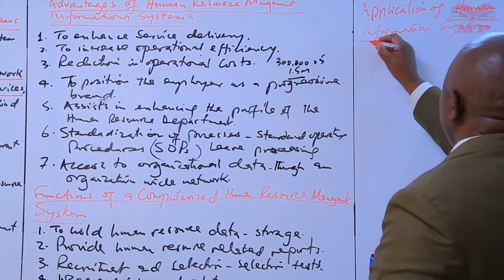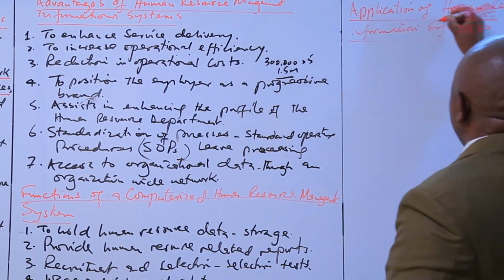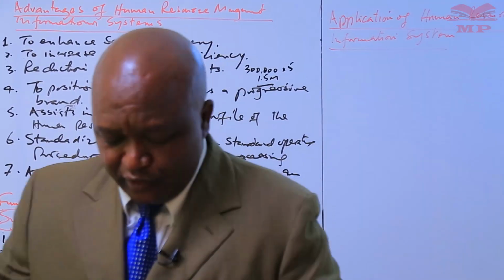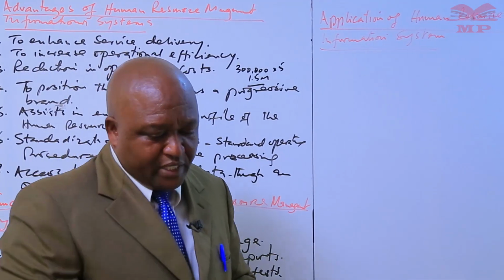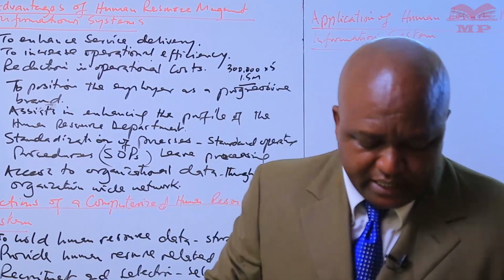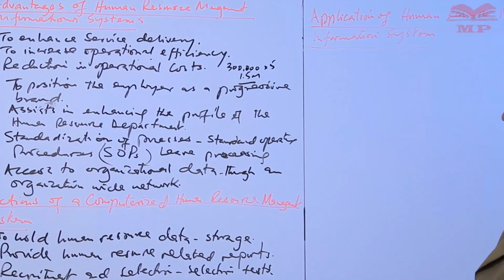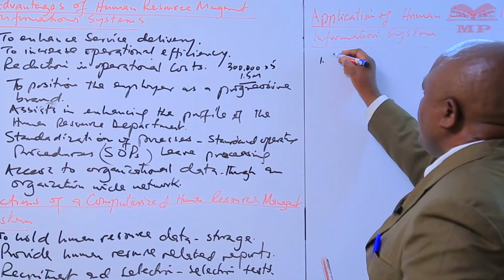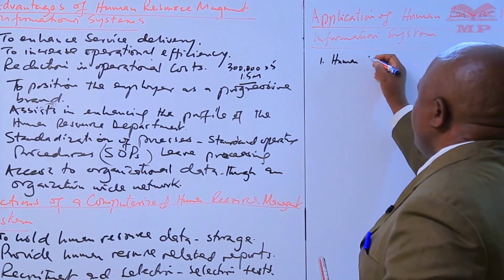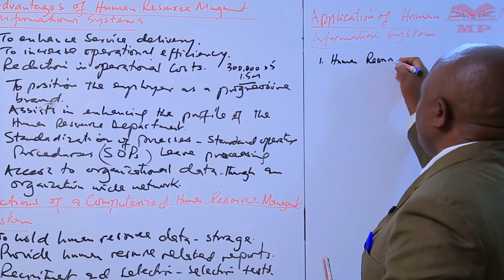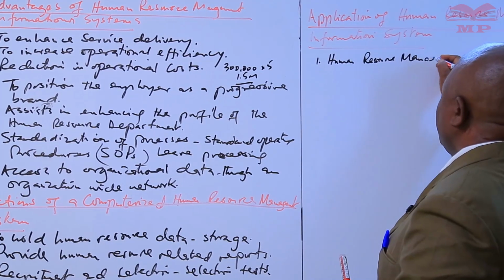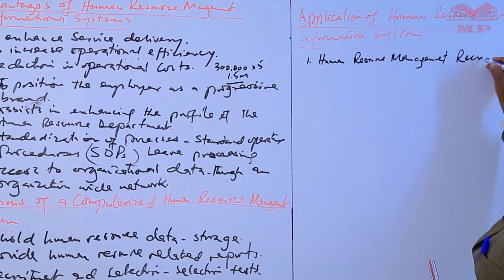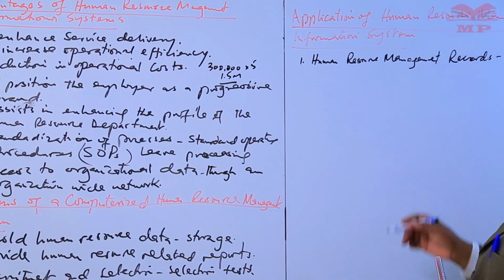So, dear learner, we are now asking ourselves, in which areas can a human resource management system be applied within a given organization? One of the things we have just looked at is, one, human resource management records. I've just given you an example.